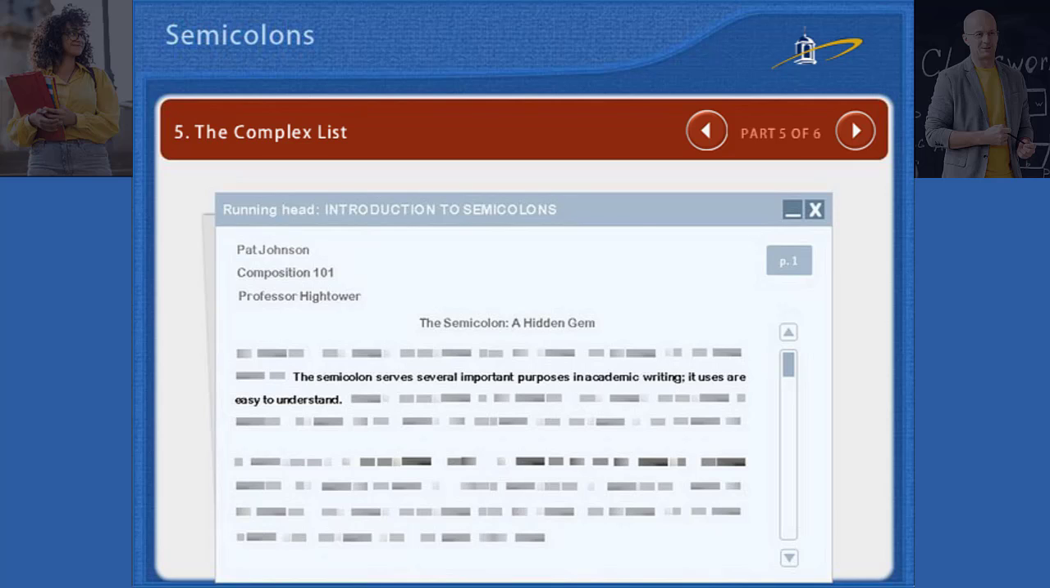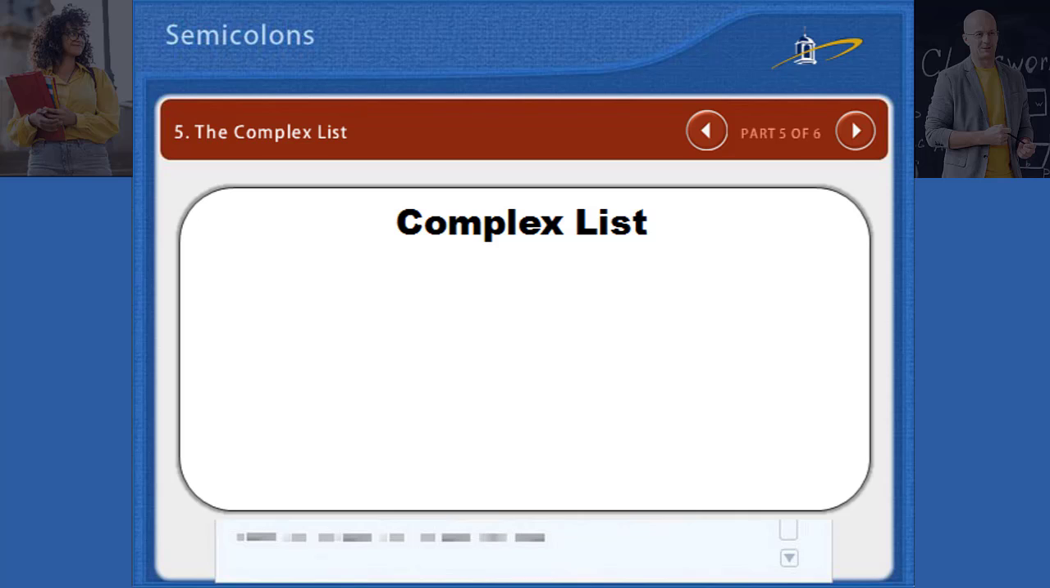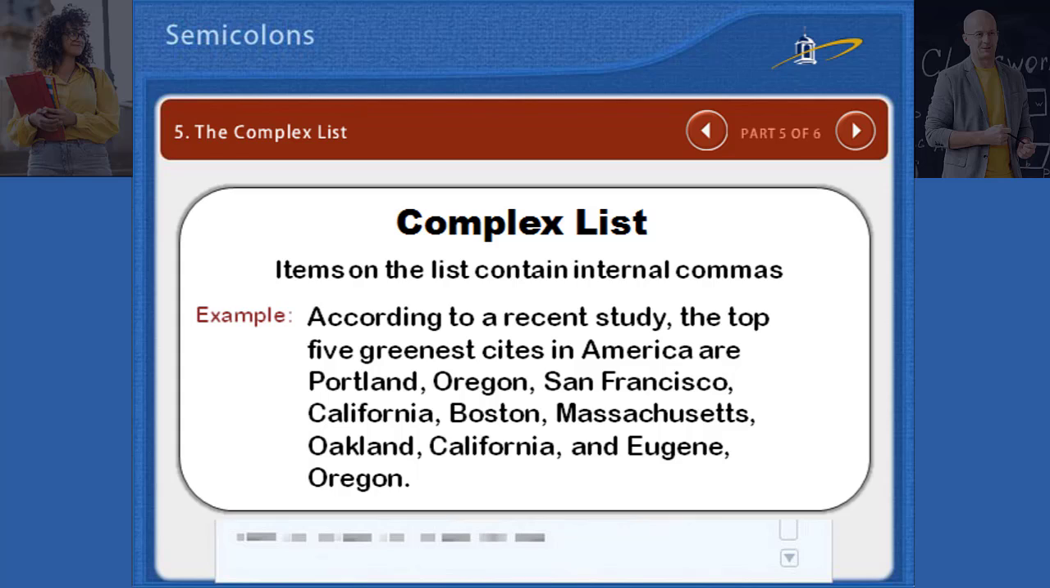Anything else? Well, there's one other time when a semicolon comes in handy. It's called the complex list, which means that each item on the list already has its own comma, so you need to add semicolons between the items. Example, please. Let's say you wanted to provide a list of cities and states in a sentence. You would write, according to a recent study, the top 5 greenest cities in America are Portland, Oregon; San Francisco, California; Boston, Massachusetts; Oakland, California; and Eugene, Oregon. I see. So I put the semicolon after each city-state pair. Exactly. Now the list is much easier to read. The semicolon does some important visual work for the reader. Okay, I'll give it a shot. Anything else I should watch out for?